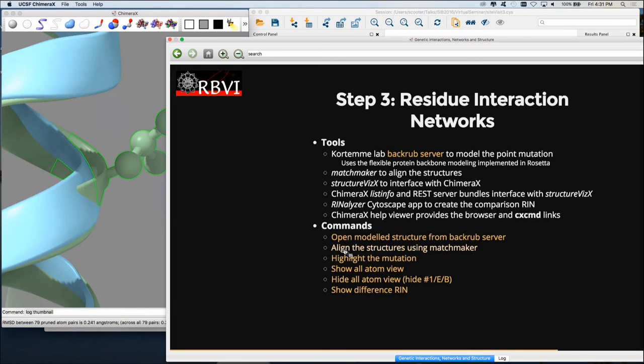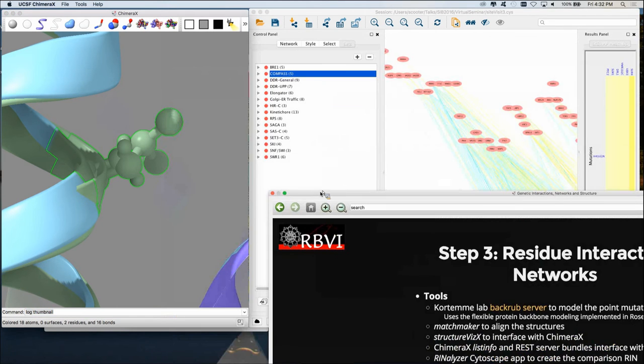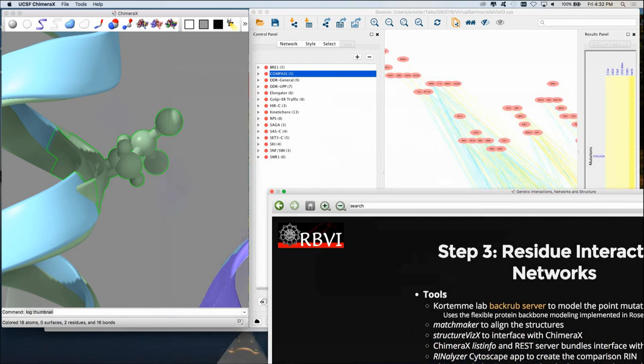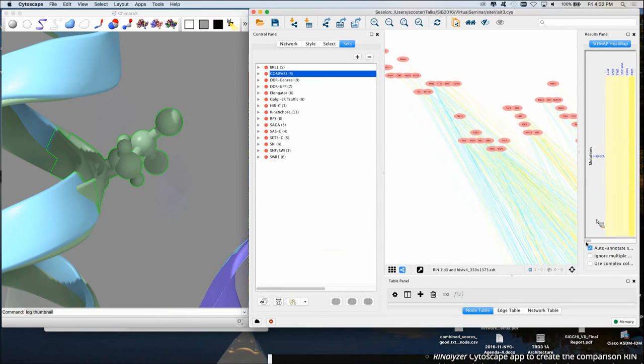Great. Everything's kind of slowing down on me here. Okay. So what I did is this particular, if you look over here, you see the heat map. For this point mutation, that's a lot of interaction. This point mutation has a huge impact. In fact, what I'll also tell you is that it makes the cell very sensitive to heat.